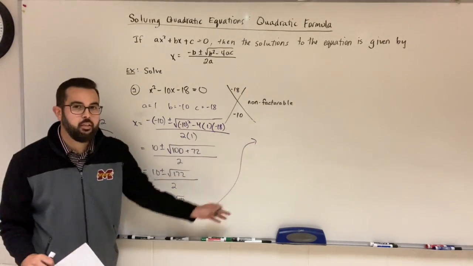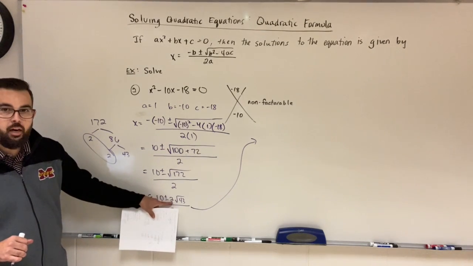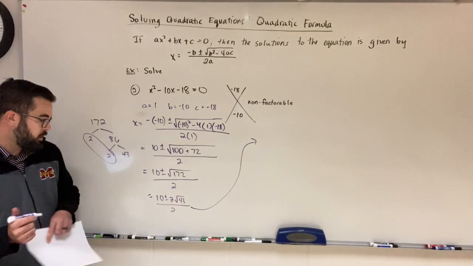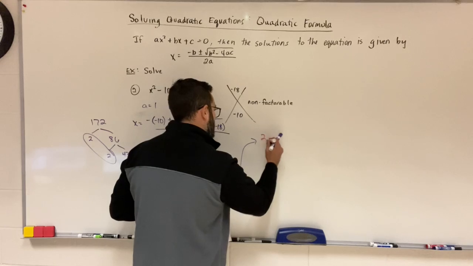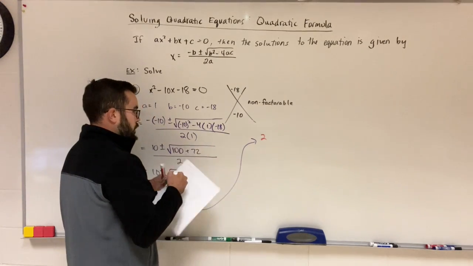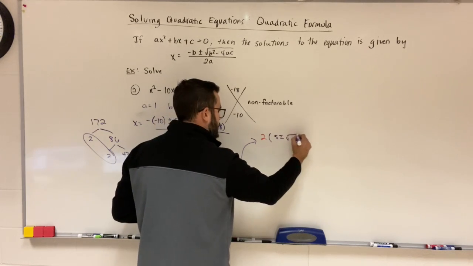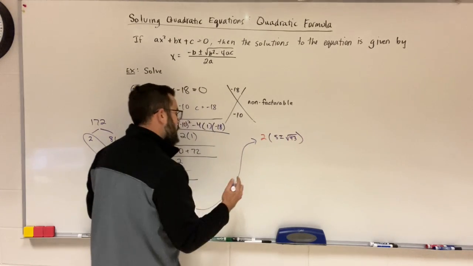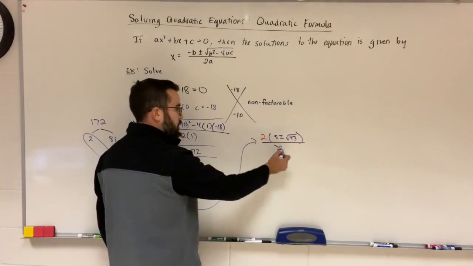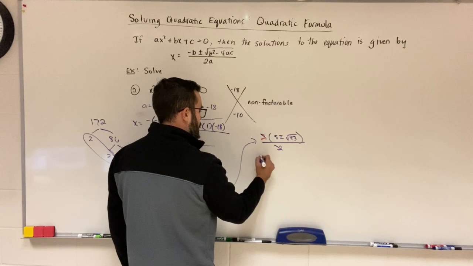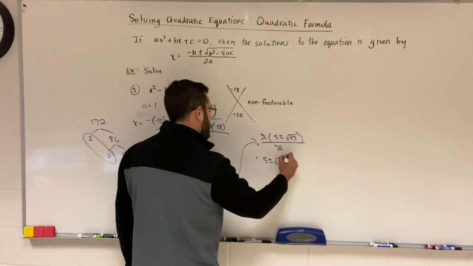Okay, I'm going to finish over here because I'm out of space. So, I need to see, is there a common factor up top? Yes, there's a common factor of 2. So I'm going to factor out a 2 from the top. And that leaves me with 5 plus or minus the square root of 43 over 2. And we see that the 2's cancel, and my solution is just 5 plus or minus the square root of 43.